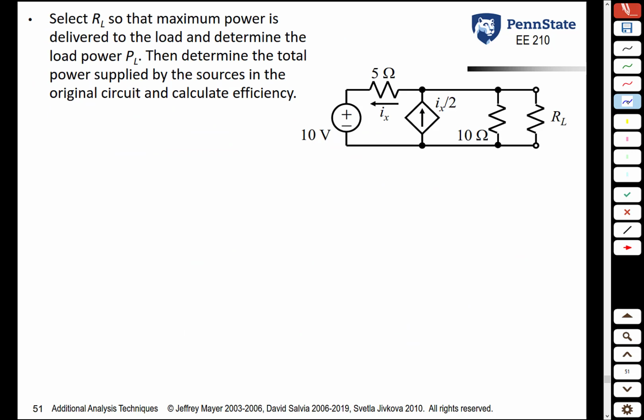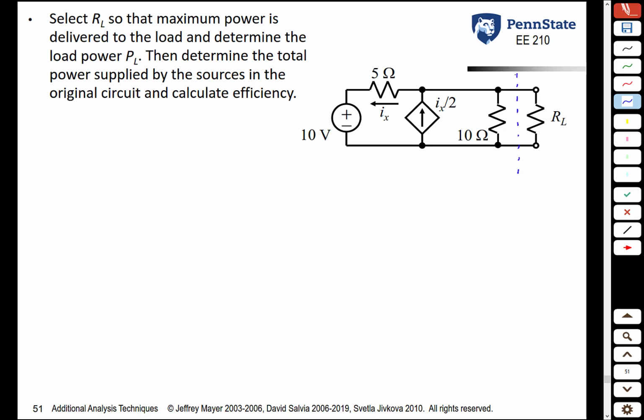So now we're given a circuit with a dependent source, and we're asked to once again determine RL so that maximum power is delivered to the load, and then determine that load power. And then we're asked to determine the power supplied by the sources so that we can calculate efficiency. This is a circuit we also saw before.